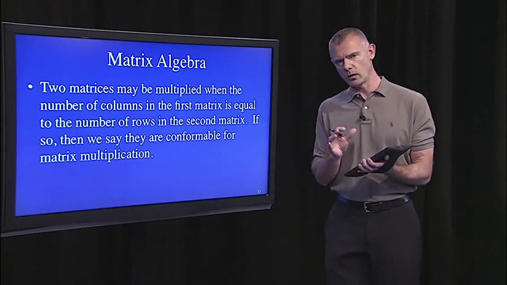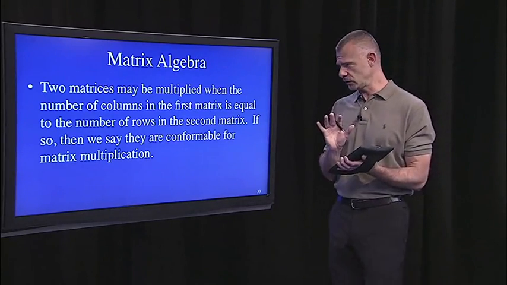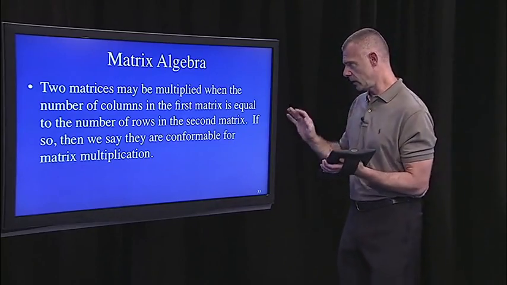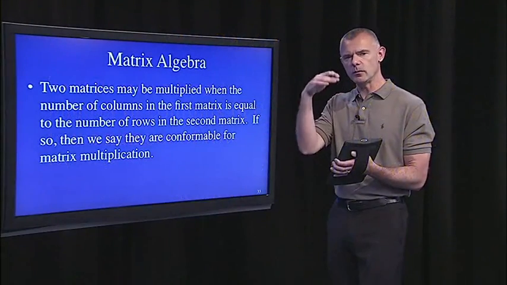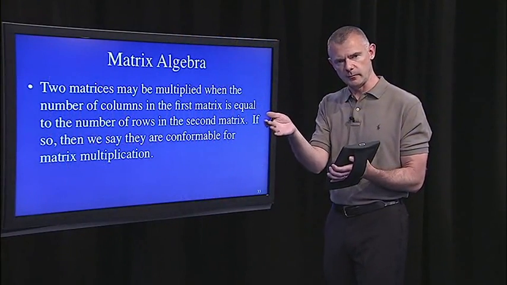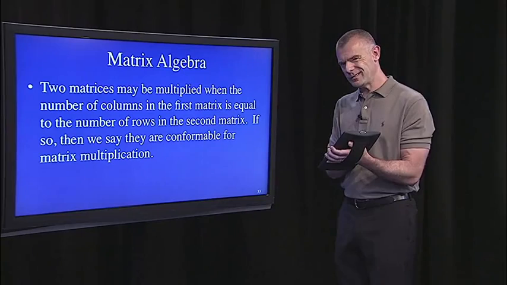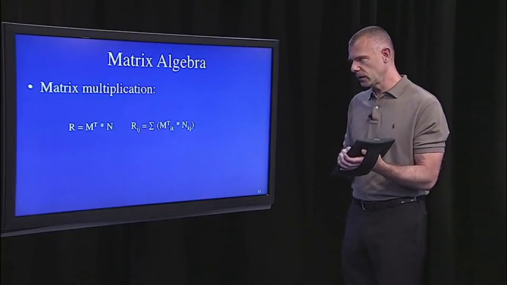Multiplication is a little bit more complicated, but not too much if you just take it slowly. One thing you have to know for multiplication is that in order to multiply two matrices, they have to be what's called conformable. So the number of columns in the first matrix has to equal the number of rows in the second matrix. It's best to just look at an example of this.